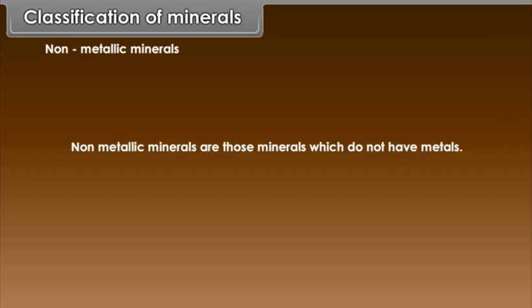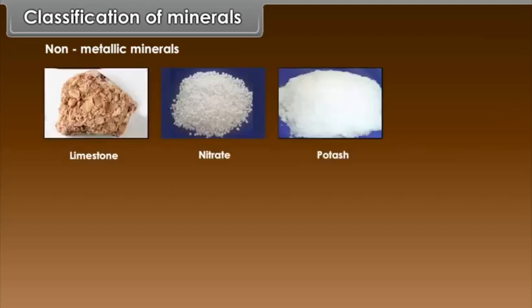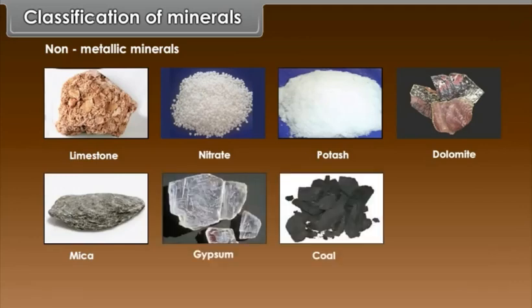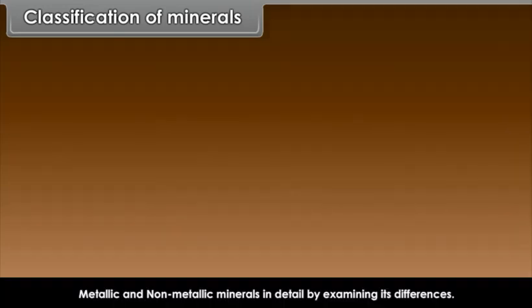Non-metallic minerals. Non-metallic minerals are those minerals which do not have metals. Example: limestone, nitrate, potash, dolomite, mica, gypsum, coal, petroleum, etc. Now, we will study metallic and non-metallic minerals in detail by examining their differences.